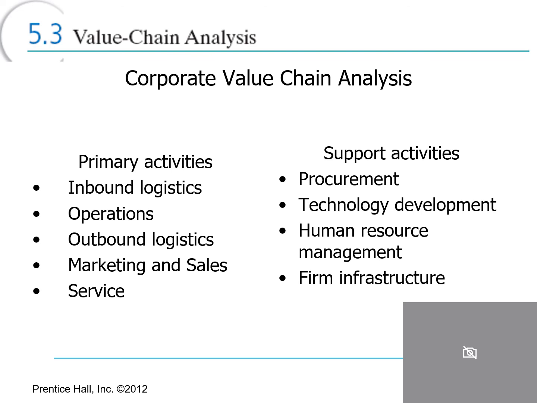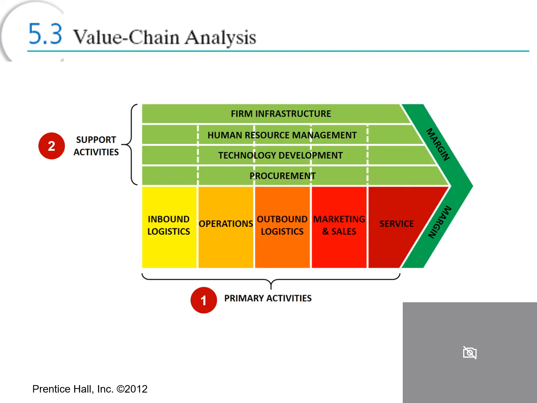So the next topic is the corporate value chain. Okay, here is one of the important topics. Based on the concept of the corporate value chain, they divide the activities of the organization into two types. The first one is the primary activities that consist of five items: inbound logistics, operations, outbound logistics, marketing and sales, and finally after-sales service.